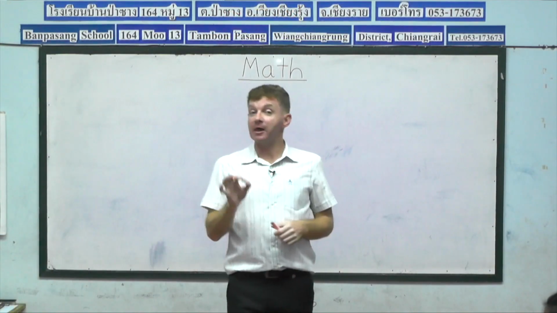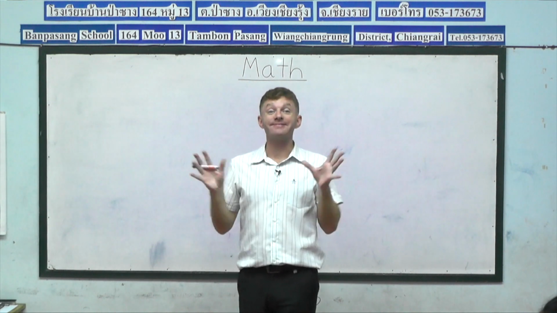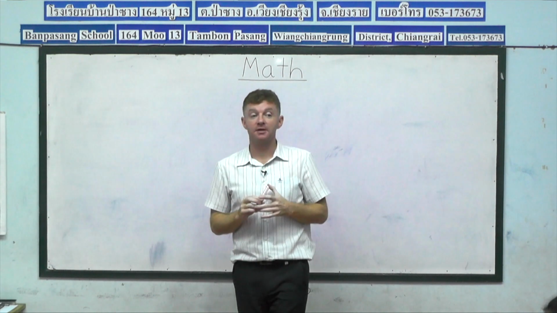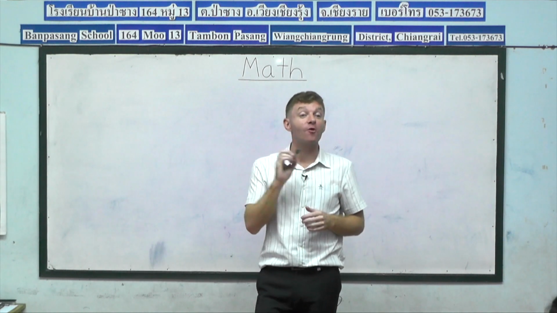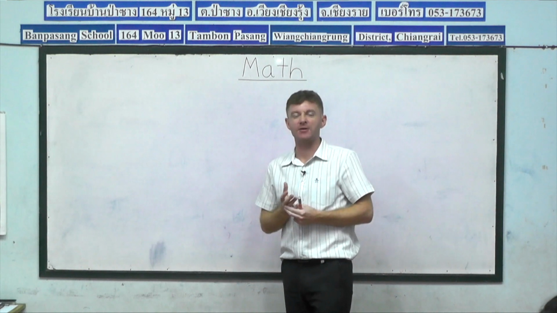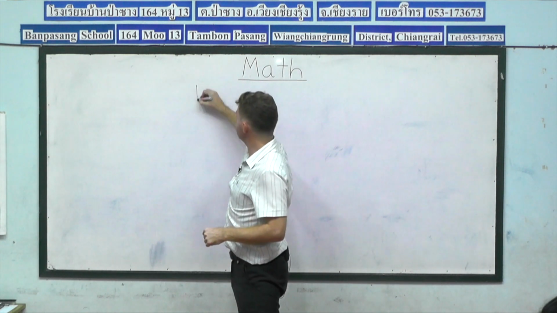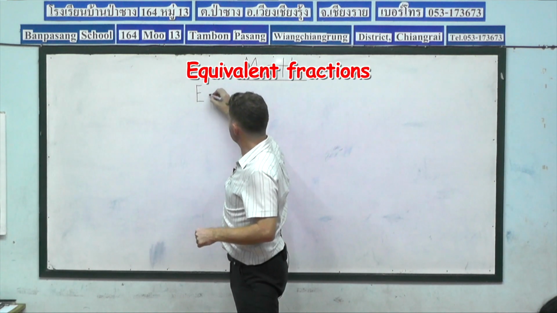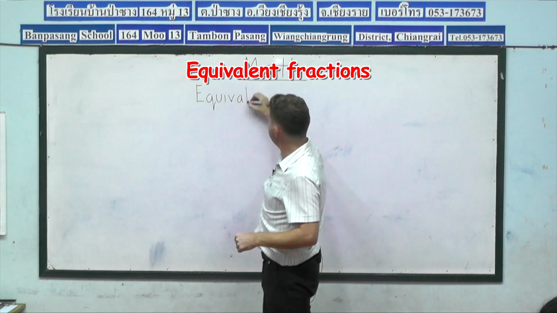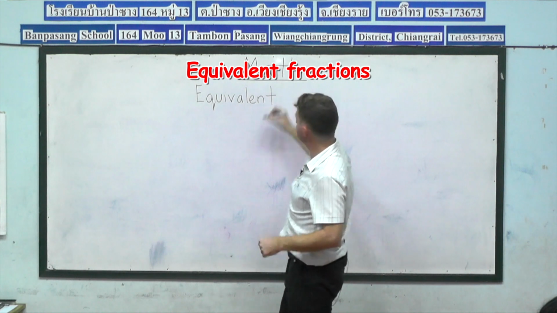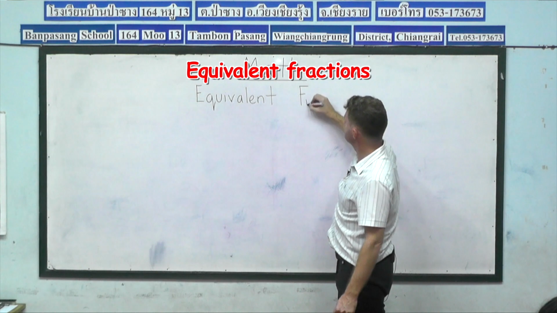Now, can anybody tell me or remember in the previous few math lessons, we were looking at different types of fractions? Does anybody remember beginning with E? Equivalent. Yes, quite a strange word, equivalent. So let's write that word on the board again. E, Q, U, I, V, A, L, E, N, T. Equivalent fractions.